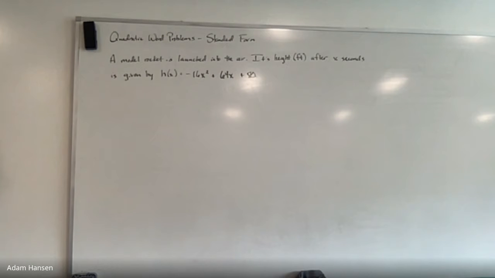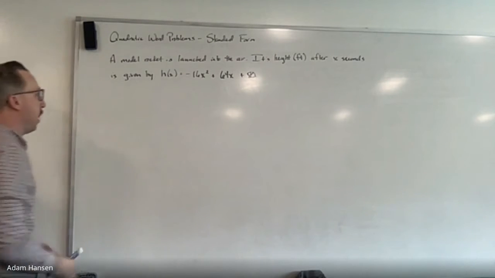What's the path of this rocket going to look like? Up and down, right, Trevor? It's going to go up. Gravity's going to pull it back down. Looks kind of like a parabola. Looks kind of like a quadratic. So let's kind of sketch that out.